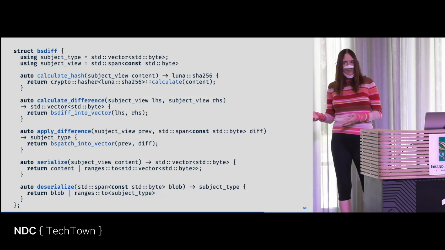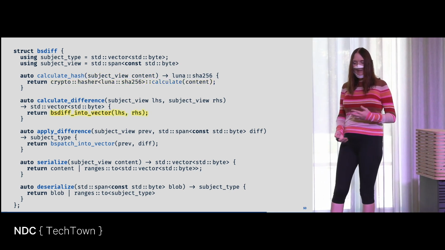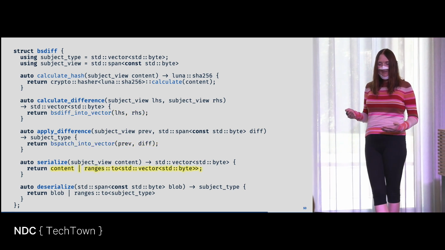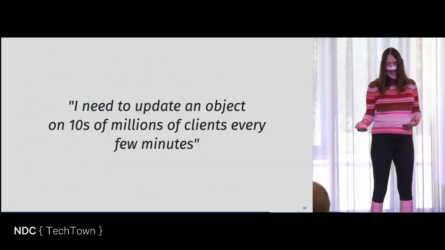BSDiff is just a library, so it's just a wrapper. It calculates the hash of the subject. It calculates the difference of the two states, applies the difference, serializes, deserializes by just copying it, and that's all.